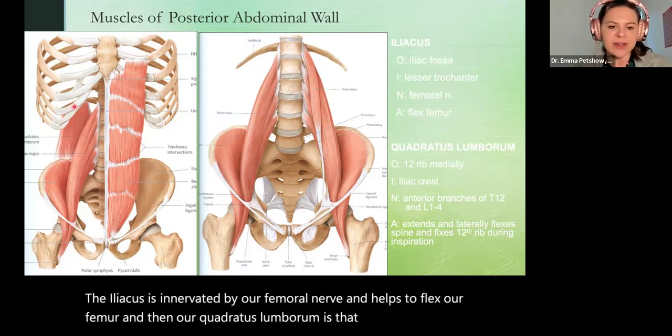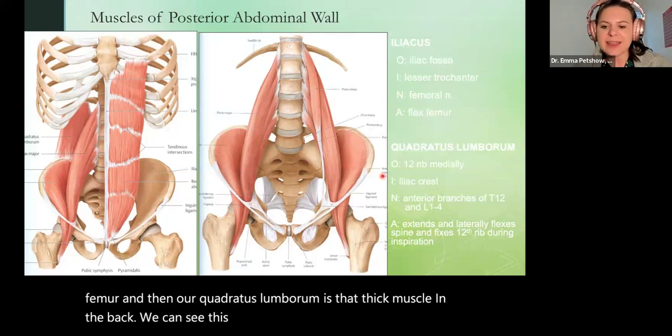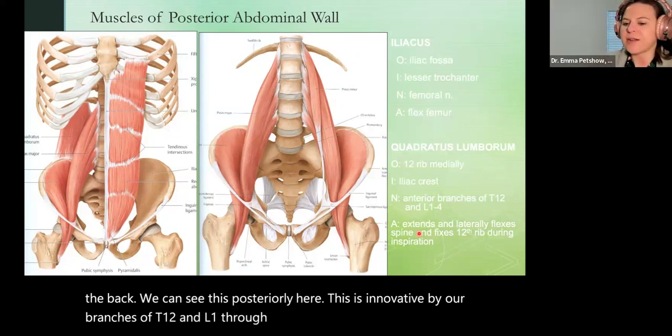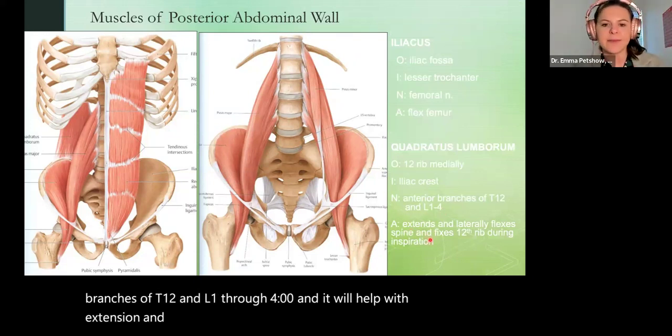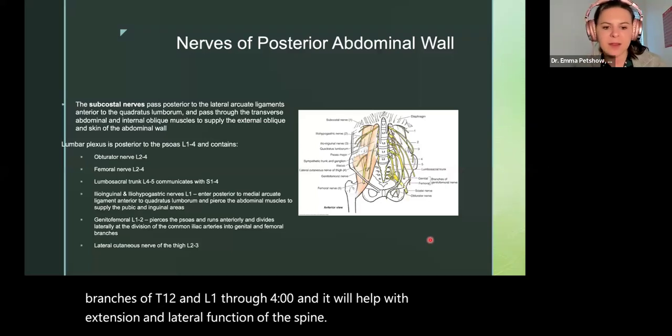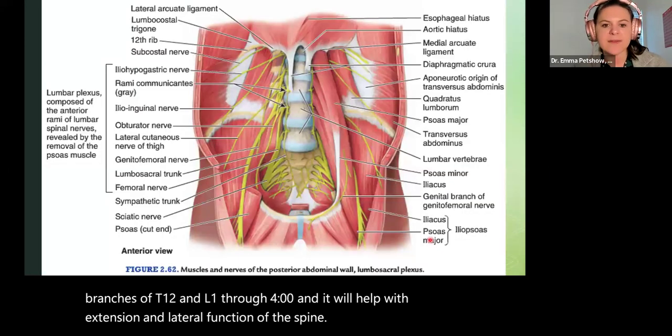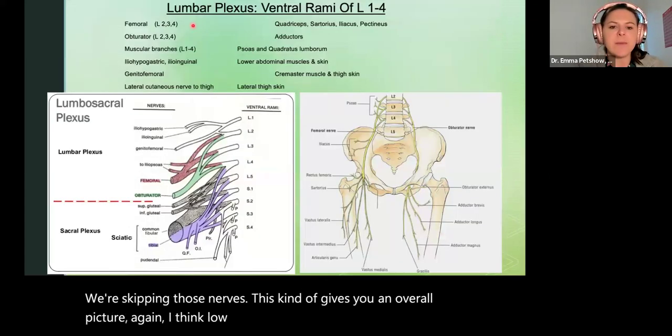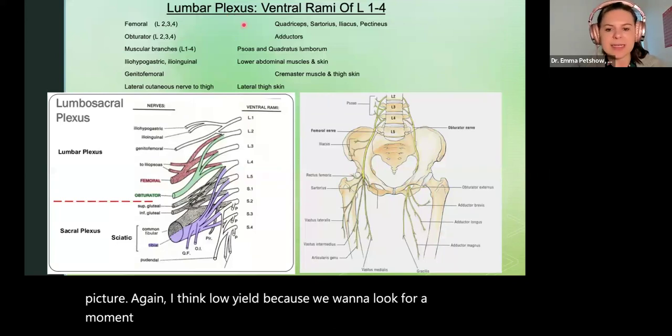We can see this posteriorly here. This is innervated by branches of T12 and L1 through 4, and it will help with extension and lateral flexion of the spine. We're skipping those nerves. This kind of gives you an overall picture. Again, I think low yield because we want to look for a moment at our lumbar plexus.